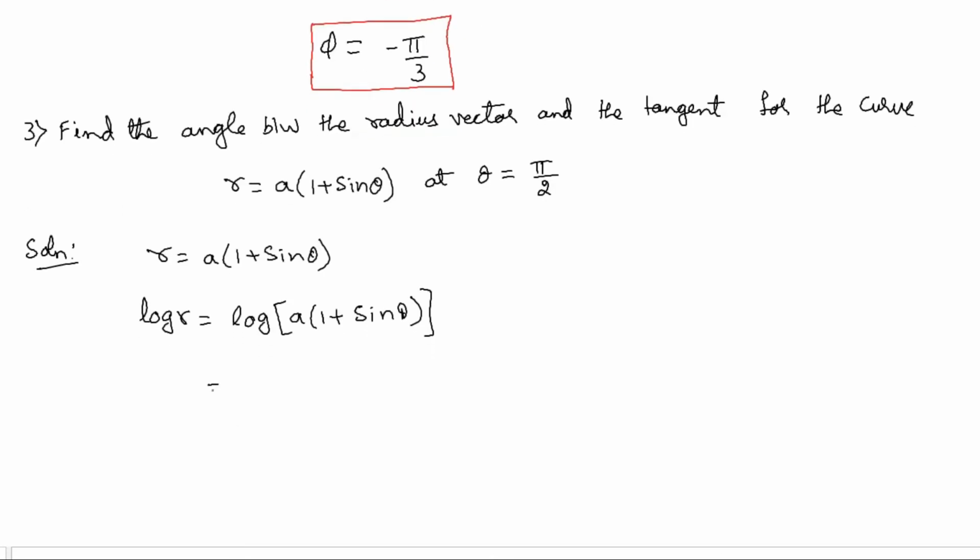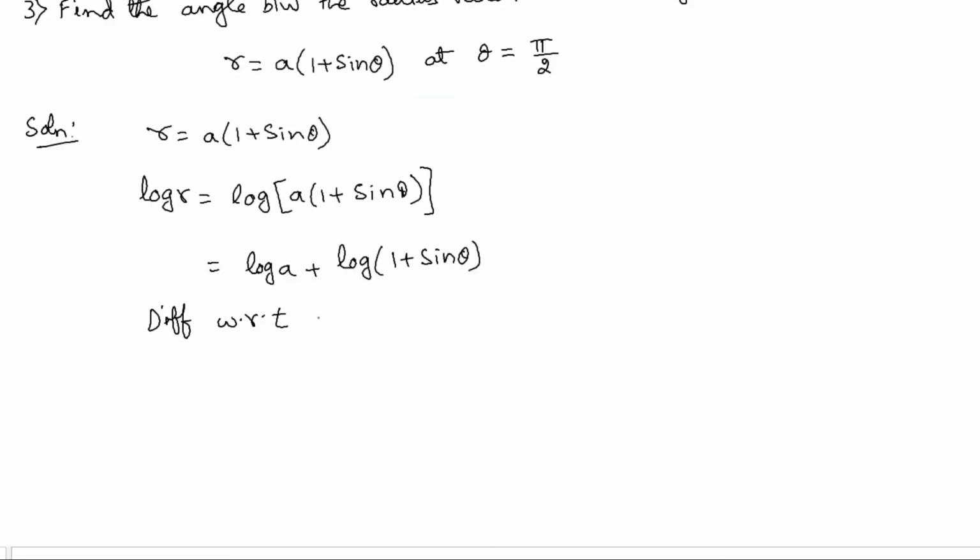So using the properties of logarithm, we get log of a plus log of 1 plus sine of theta. Let us differentiate with respect to theta. Derivative of log of r will be 1 by r dr by d theta. On the right hand side, log a, the constant, its differentiation will be 0. Log differentiation will be 1 by 1 plus sine of theta, and differentiation of 1 plus sine theta will be cos of theta.